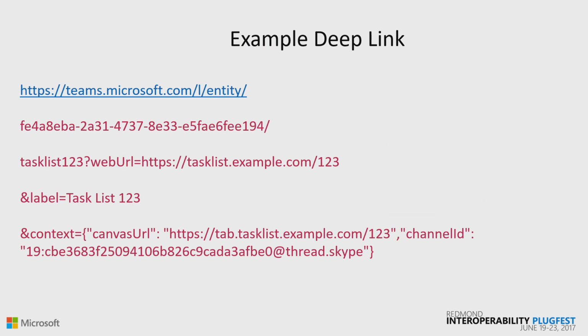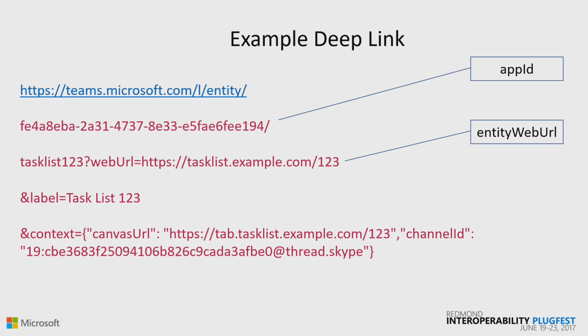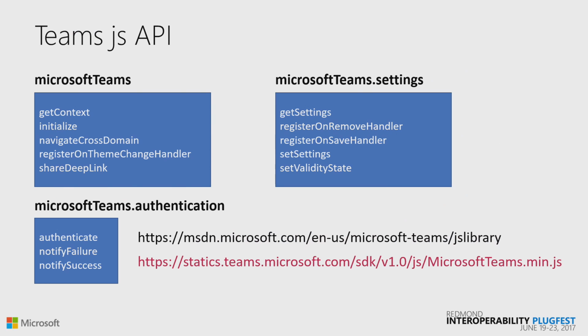And here's a blowout of what an example of a deep link looks like. It contains an app ID for the app that serves that particular page or item. It contains the entity URL, the one that was registered when we registered the app and the tab. And then some context. We've got a number of things in the context, the channel ID, where it was mentioned, and that kind of thing. Okay. So deep links are used all throughout Teams.